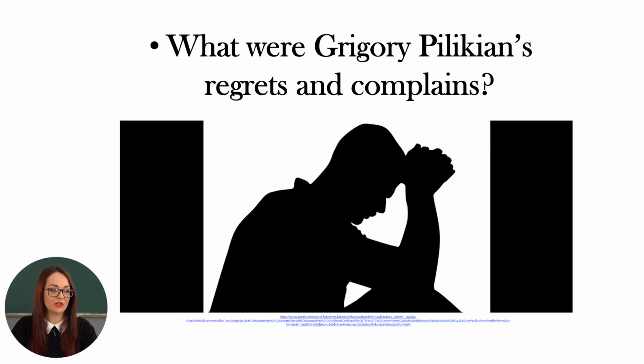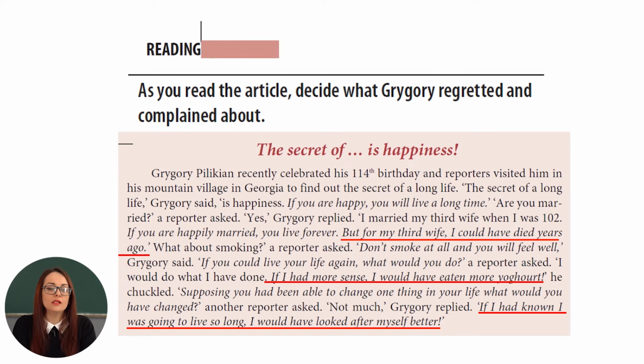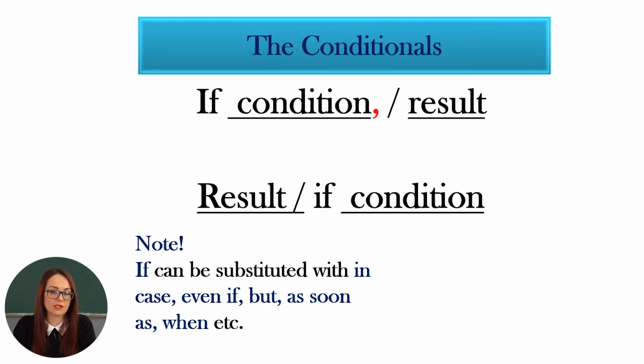What were Grigory Pelikian's regrets and complaints? Is the first underlined sentence a complaint or regret? But for my third wife, I could have died years ago. It is a complaint. What about the second sentence? If I had more sense, I would have eaten more yogurt. Is it a complaint or regret? It is a regret. And what about the third? If I had known I was going to live so long, I would have looked after myself better. It is a regret.